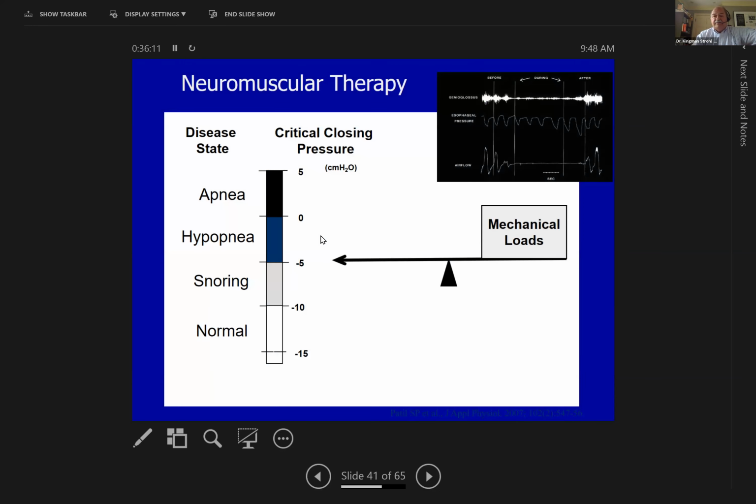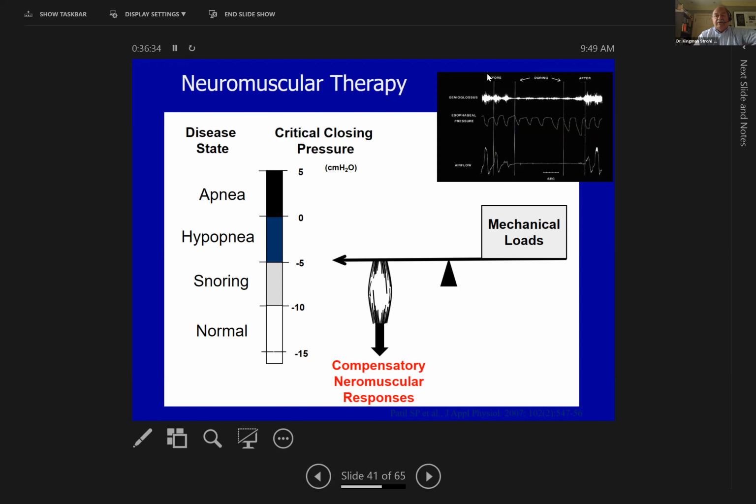Neuromuscular therapy. If the EMG activity is reduced, this is genioglossal EMG activity, the protrusive muscle of the tongue, it goes down during an apnea at the beginning and then comes back up as you recover. There's timing as well as EMG activity, so it's coordination. Neuromuscular therapy could pull you into a normal position.